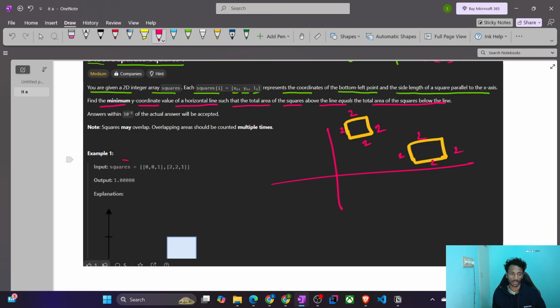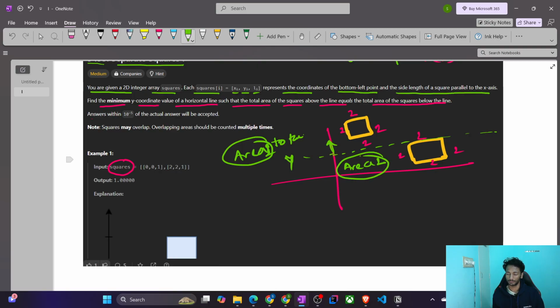In our squares input array we have 2 squares. Now we have to find some y, suppose this is our y value. They want the total area above this line, suppose this is area 1, and the total area below the line of this y, area 2. Area 1 and area 2 should be equal.